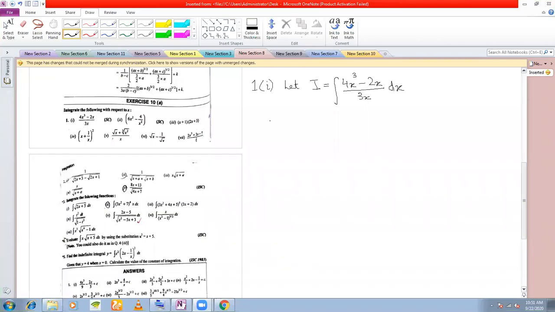So what will happen here is that you will separate these: 4x cube divided by 3x minus 2x by 3x.